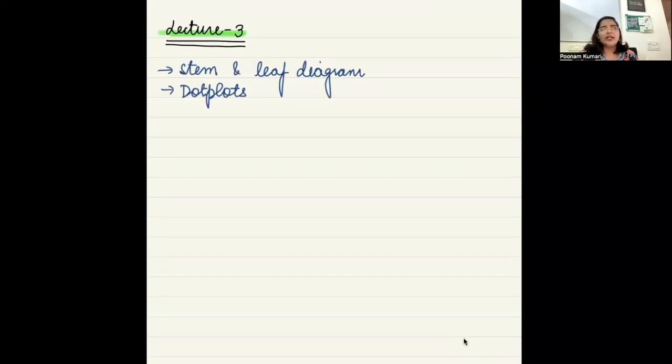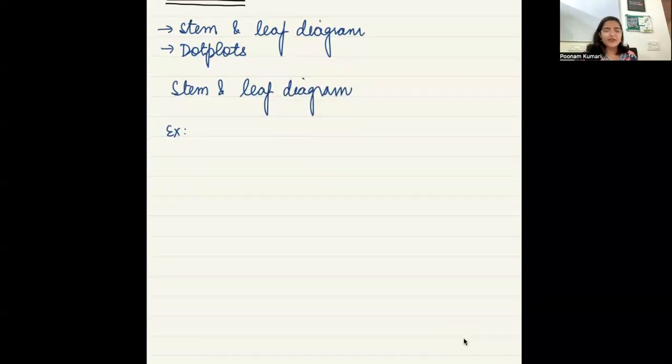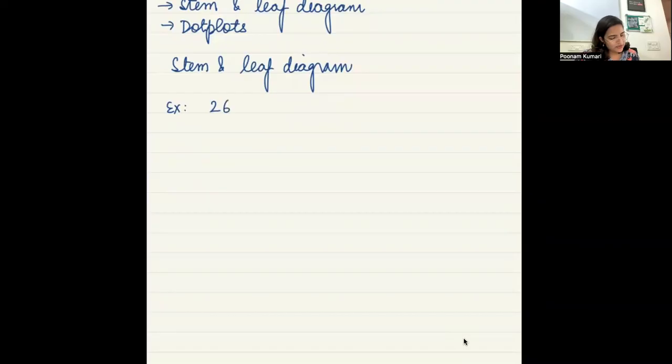when you have a lot of data, this is one of the methods to represent the data. So let's say, for example, I have a data like this. So we are talking about stem and leaf diagram. So let's say I have a data like this, which is, let's say, 26, 37, 48, 33, 49, 26, 19, 26, and then 48 again. So I am given a data like this, and I have to draw a stem and leaf diagram.